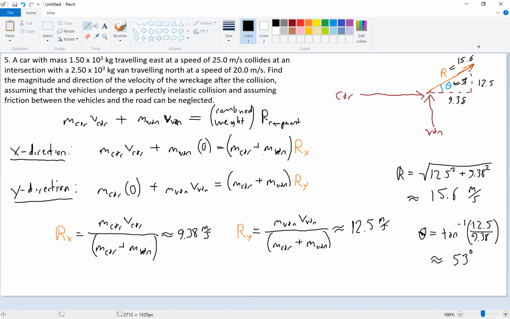So your answer would be that the resulting wreckage moves 15.6 meters per second at an angle of 53 degrees. So there you go. I hope that helps.